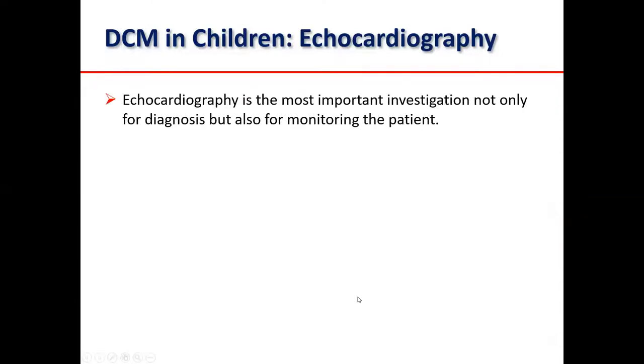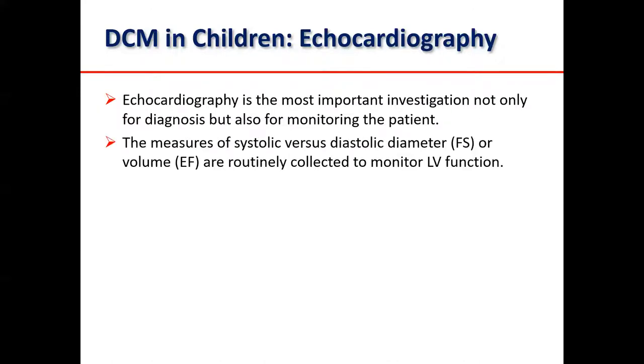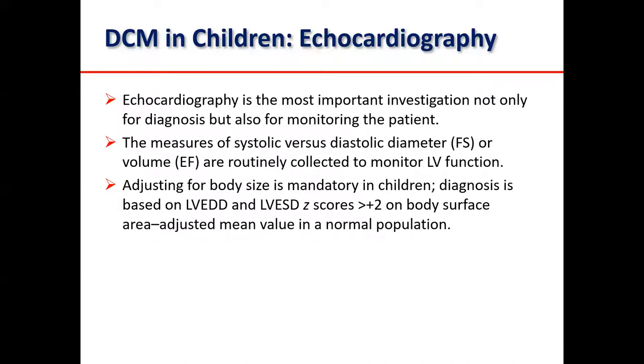Okay. Now coming to echocardiography, which we all know is the most important investigation, not only for diagnosis, but also for serially monitoring these patients. What we do is we measure left ventricular dimensions or left ventricular volumes, and we try and derive fractional shortening and ejection fraction. And that is what is done to know how bad or how good the left ventricle is.